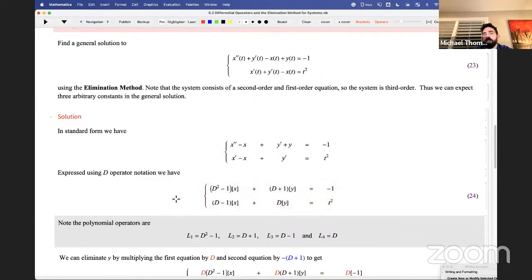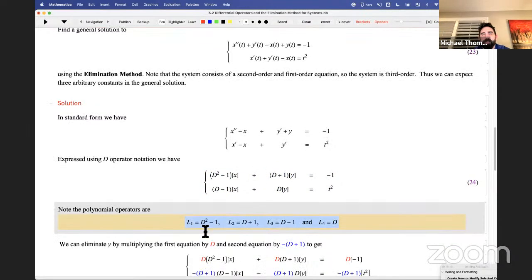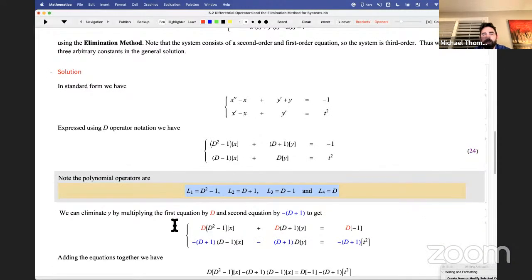All right, so next, the idea is the same. We're going to eliminate a variable. By the way, these guys in front are the L1, L2, L3, and L4 that we discussed prior. You don't need to remember the L. It's insignificant. It's just showing you the theory. The D is the thing you want to remember.